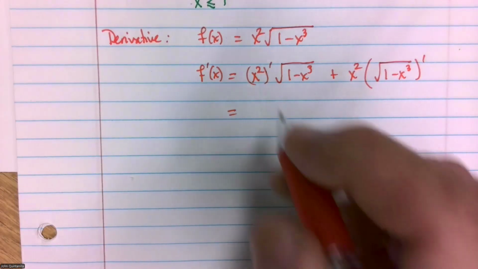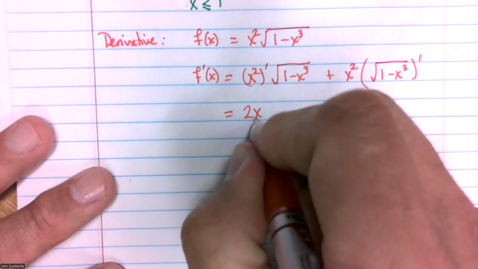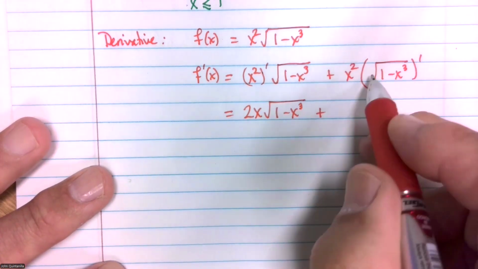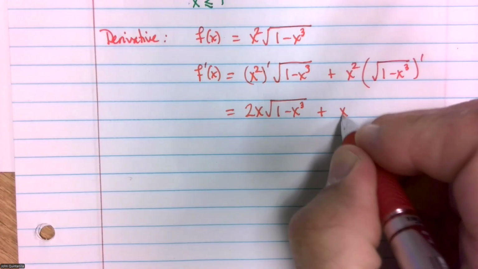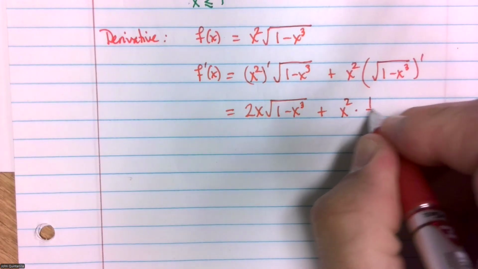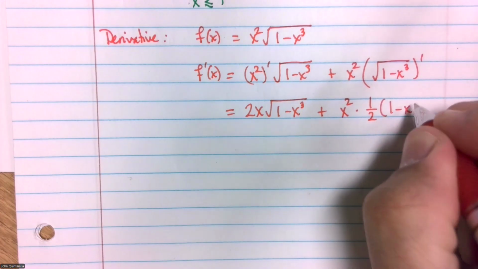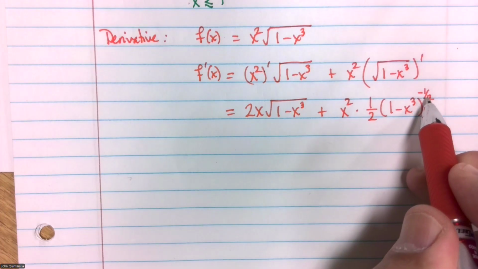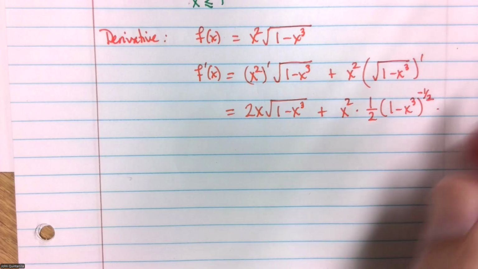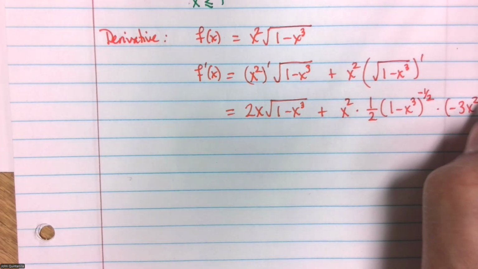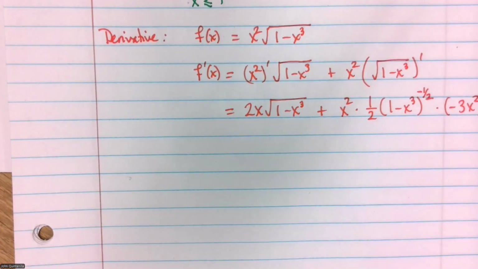Now the first one's easy. Derivative of x squared is 2x times the square root of 1 minus x cubed. This requires using the chain rule. So here I have x squared times 1 minus x cubed to the 1/2. So I have 1/2 times 1 minus x cubed to the negative 1/2. This is 1/2 minus 1, so I subtract 1 off the exponent. And then I multiply by the derivative of the inside to get negative 3x squared. And so that is the derivative.